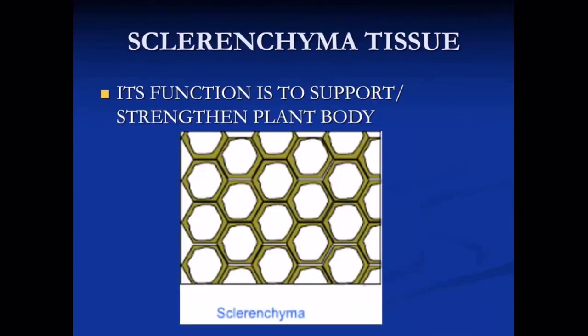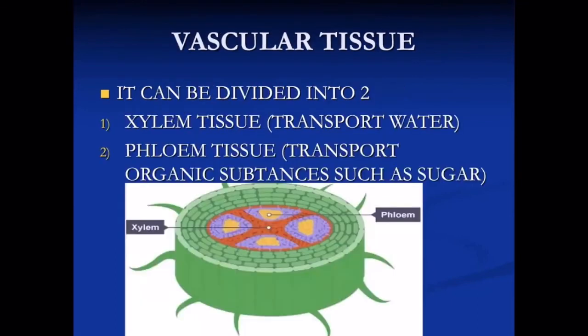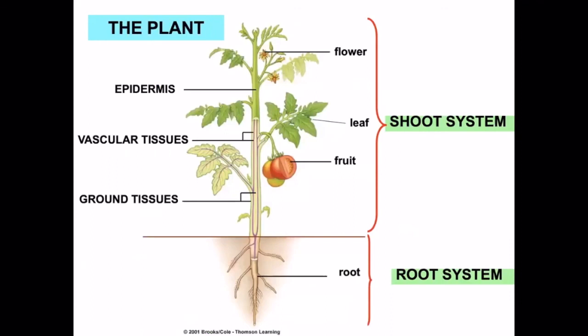And the last one is sclerenchyma tissue. The function is still the same: to support and strengthen the plant body. That one is for ground tissue. The next one is vascular tissue. There are two types of vascular tissue, xylem and phloem. I think this one is very familiar to you. They transport water. We have xylem tissue and phloem tissue. Here is phloem, this is xylem. So there are two systems in the plant, shoot and root. Here you can see, the shoot system consists of flower, leaf, fruit, and so on. But for the root system, only root.